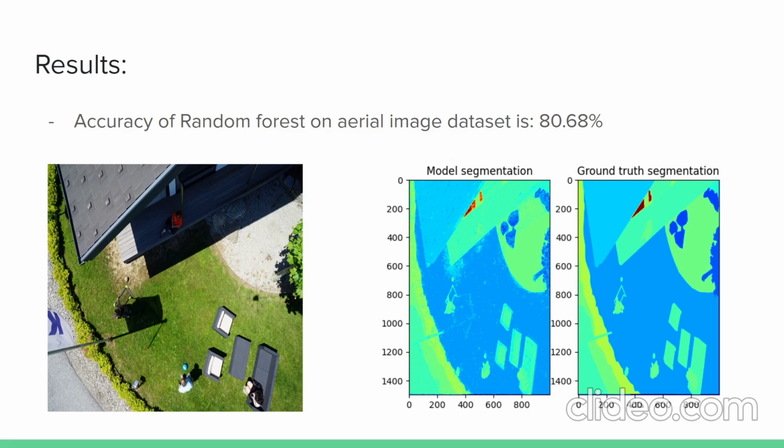The ground truth segmentation contains pixels with their corresponding labels. These are labeled manually through online resources. The accuracy of the random forest model on this dataset was about 80.68%.